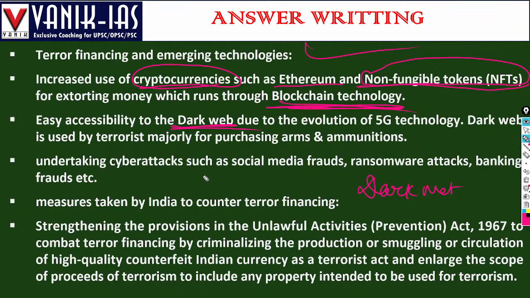through cryptocurrencies. Due to the evolution of 5G technology, the dark web has become accessible, which is highly password protected. Dark web sites are highly encrypted and highly secure. No third party or law enforcement agencies can go through them or get the information. The dark web is used by terrorists majorly for purchasing arms and ammunition. All the deals happen on dark webs.